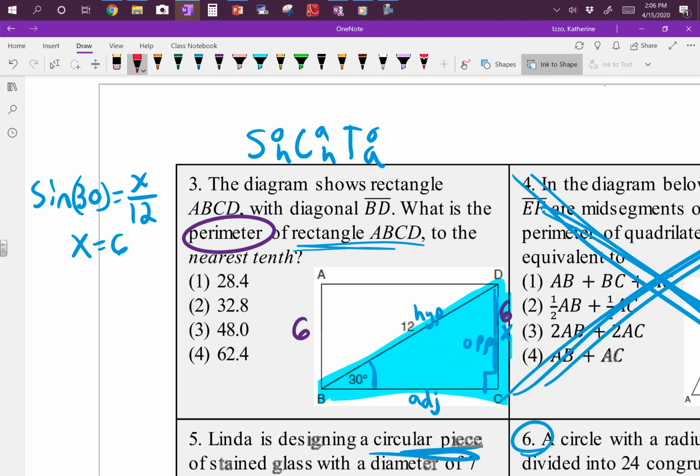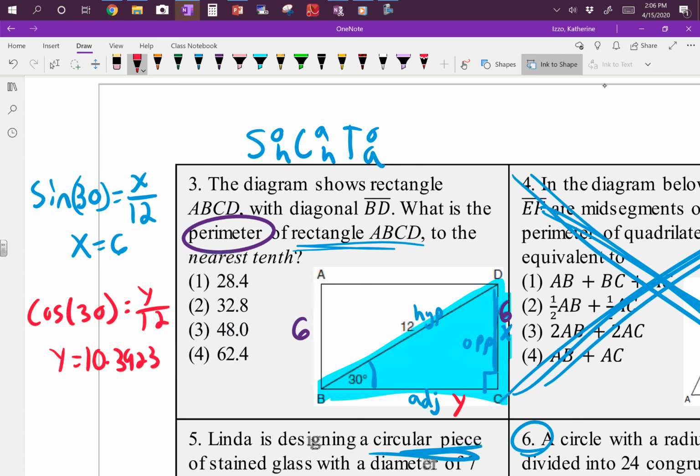So we just got this 6, that's this side. And this side, since it's a rectangle, has to be equal, because opposite sides are equal. I need to go back and find this side now. I need to find from B to C. So that's going to be a cosine problem. Cosine of 30 equals adjacent, which is my y, over my hypotenuse, which is 12. So 12 cosine 30, y should be 10.3923. Once again, we're going out 4 decimal places because we're not done yet.